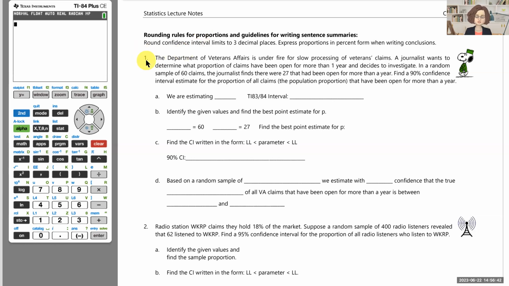All right, so number one, the Department of Veterans Affairs is under fire for slow processing of veterans' claims. A journalist wants to determine what proportion of claims have been open for more than 1 year and decides to investigate. In a random sample of 60 claims, the journalist finds there were 27 that had been opened for more than a year. Find a 90% confidence interval estimate for the proportion of all claims. So this will be our population proportion that have been open for more than a year.